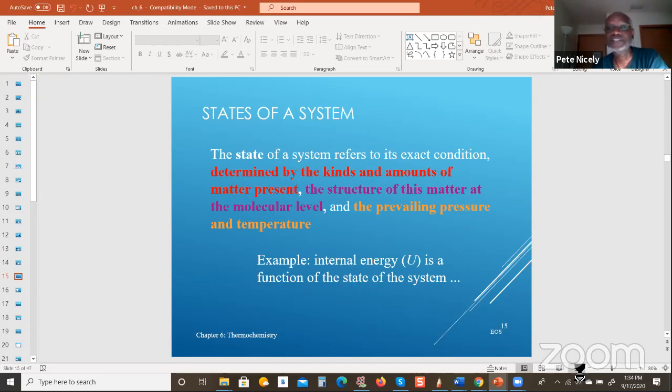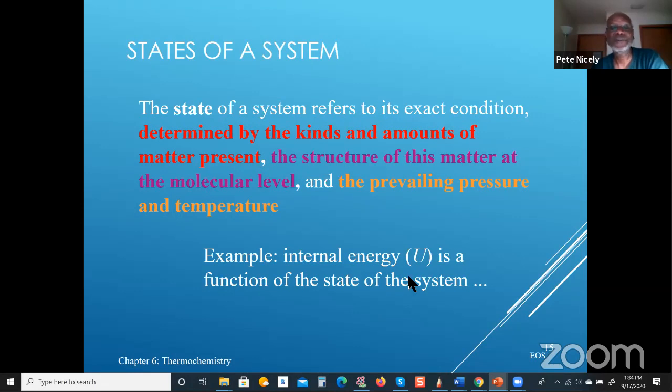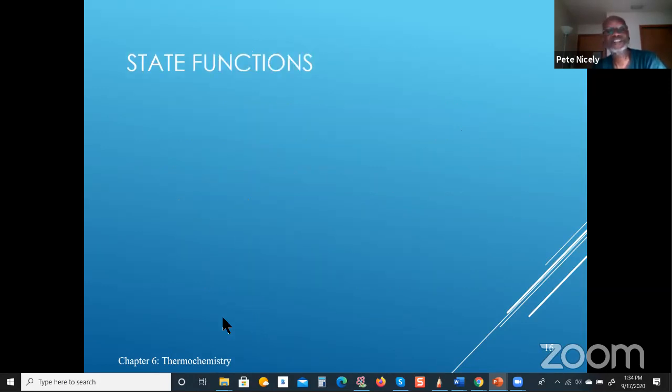Okay, so let's talk about the internal energy. So the internal energy, we talked about it before, and it is of course a function of the state of the system. So basically any changes in pressure, temperature, structure, whatever will change the internal energy.